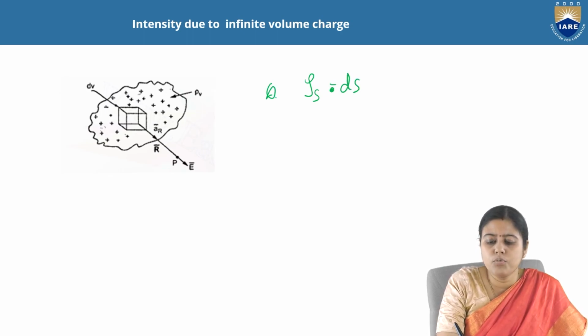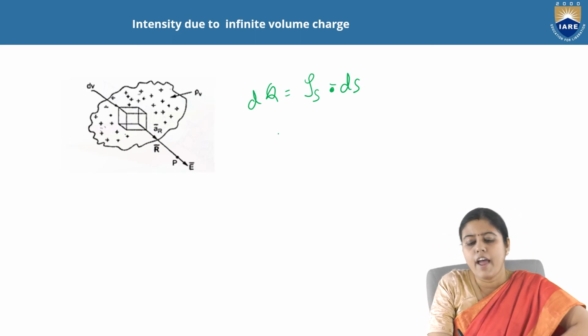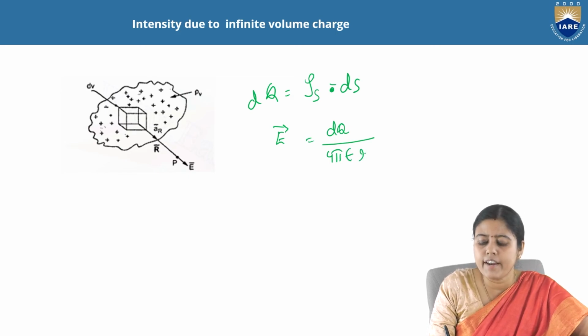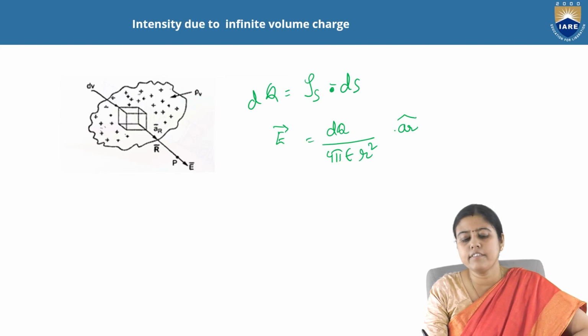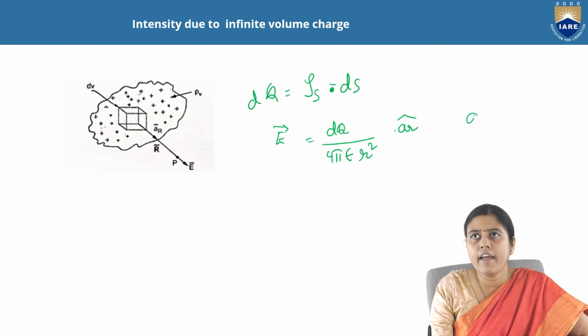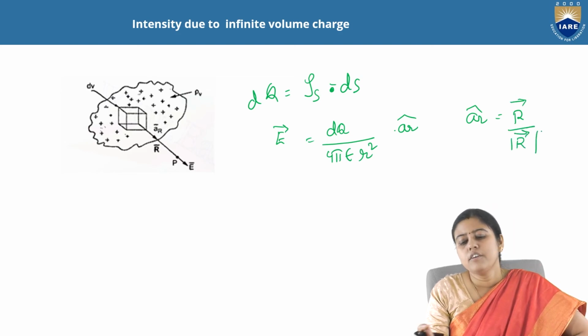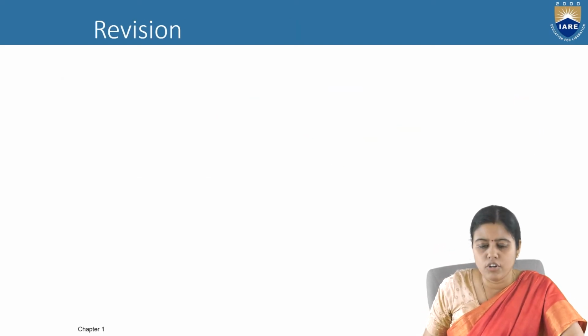ds is equal to dq, and what is E? Same procedure. And what is E? E is equal to dq by 4 pi epsilon r square ar. What is ar? Ar is the unit vector in the r direction. So the same thing we can prove using the surface charge density also.